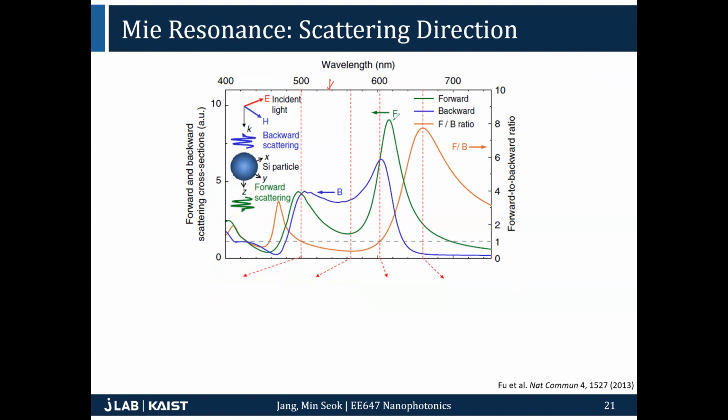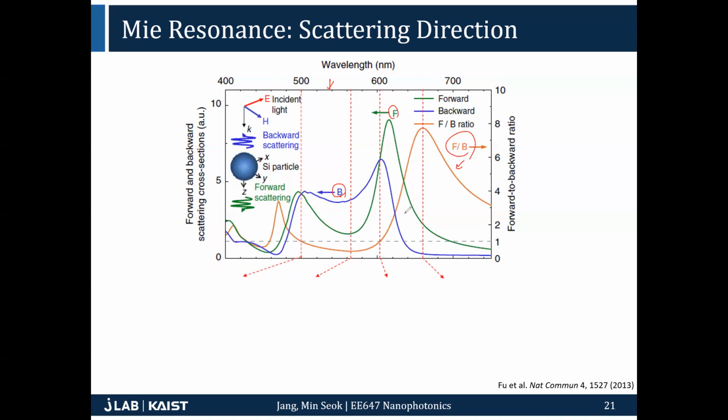So, forward scattering and backward scattering, and here is the forward to backward ratio. The orange curve is the forward to backward ratio. And as you can imagine, both forward and backward scatterings have two peaks, right? Well, that's easy. That's what you can easily know.